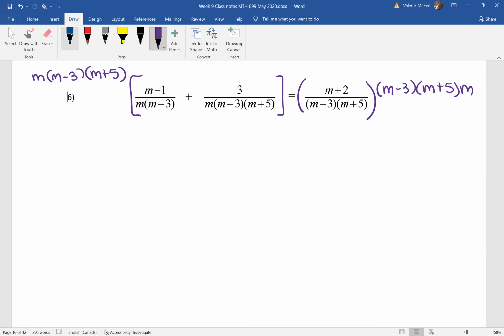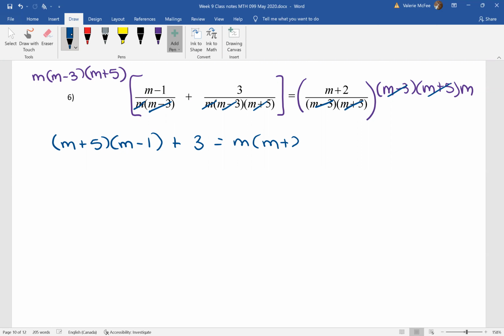On the left, I see that m and m minus 3 factor out in the first term. So I'm left with m plus 5 times m minus 1. And in the second term, all of the denominator divides out, so we're left with just 3. On the right side, m minus 3 and m plus 5 cancel out, so I'm left with m times m plus 2.